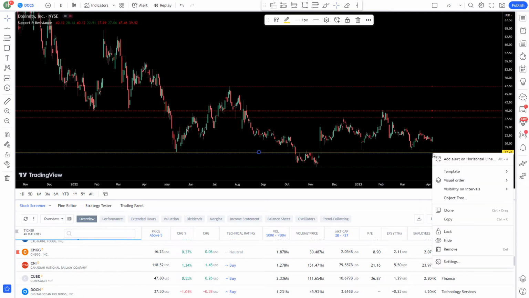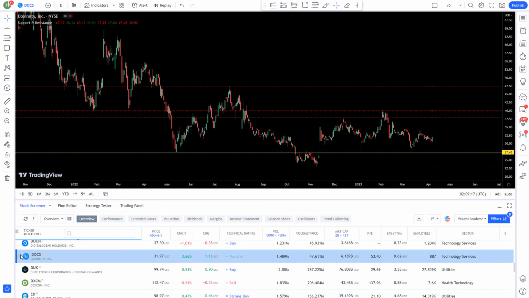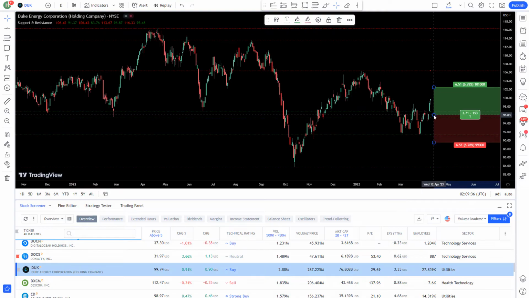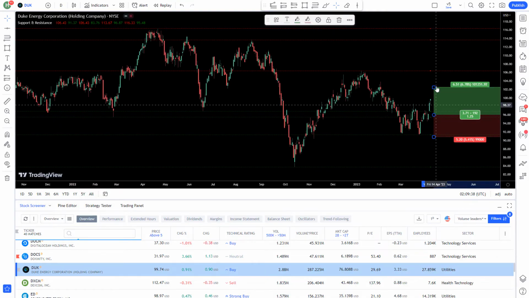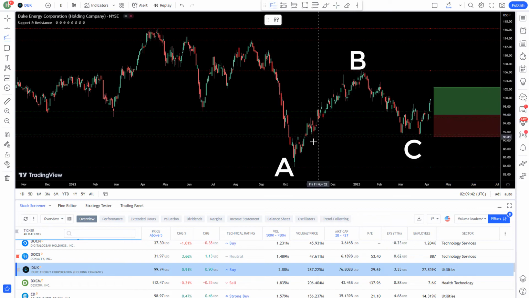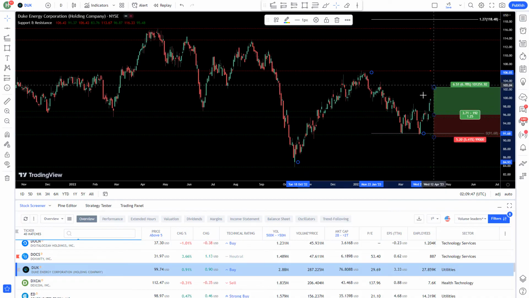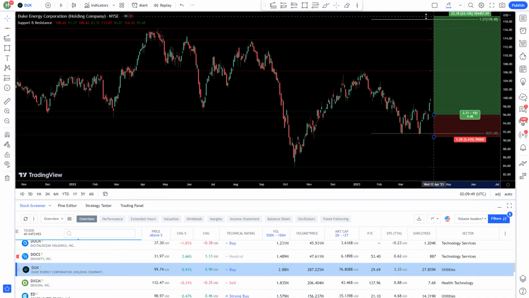Doximity. I'd set an alert when it hits the gap and add it to the watch list if I wanted to keep an eye on it. Duke Energy. Getting a higher low, few strong green candles. What if we set a buy limit around a 50% pullback? I made a previous video about using an ABC extension as a profit target. If you missed that video, click in the top right now.